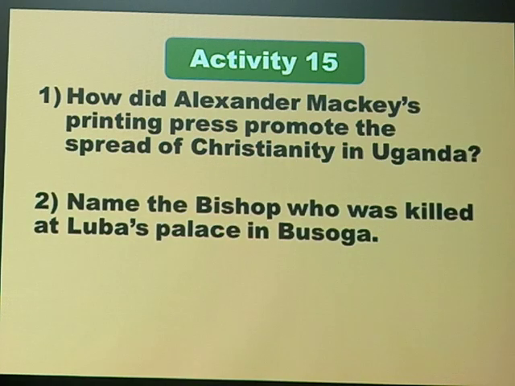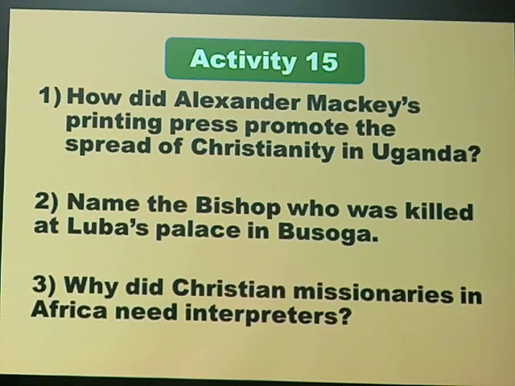Name the bishop who was killed at Luba's palace in Busoga. This is very simple. You just name that person and you go away. Bishop Hannington, same as Bishop James Hannington. Number 3. Why did Christian missionaries in Africa need interpreters? Why were interpreters needed by Christian missionaries? The solution here is for communication, same as to make communication easy. Next question.